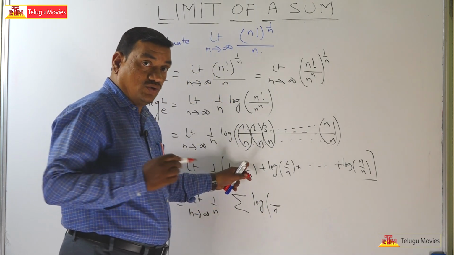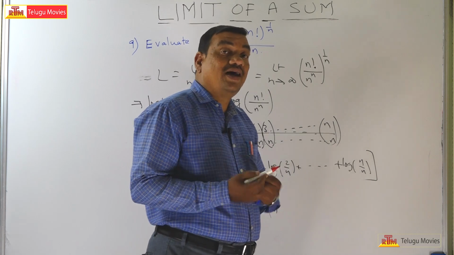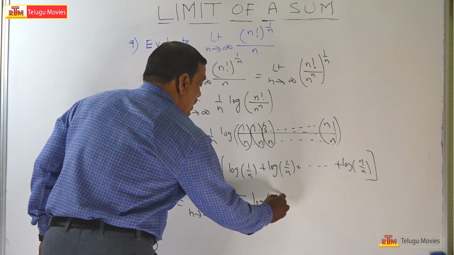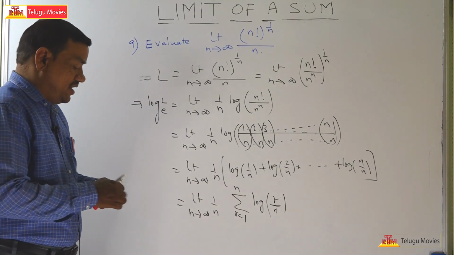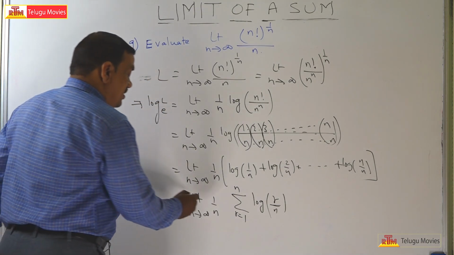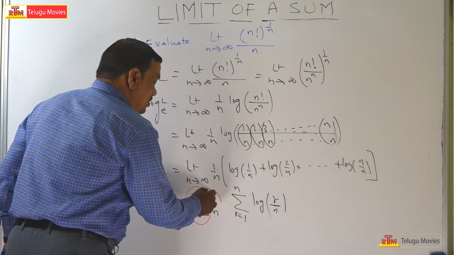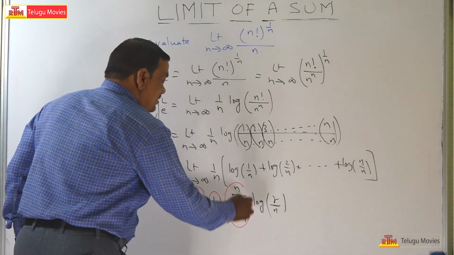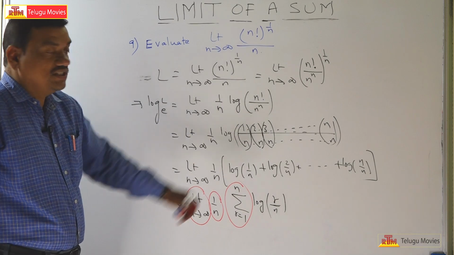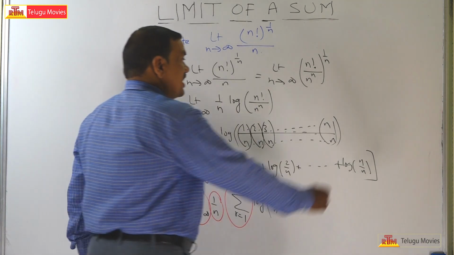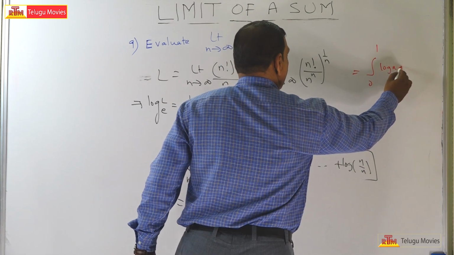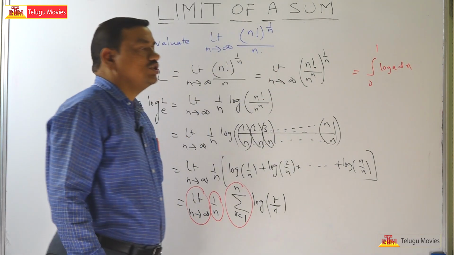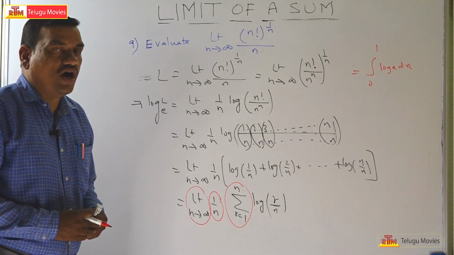Only the power, so numerators 1, 2, 3, so on, they are the variables. That's why put r. So here r runs from 1 to n. So here everything is clear. Here limit n tends to infinity is there, your 1 by n is there, your sigma notation is there. That is a function of r by n. So this can be written as integral 0 to 1 log x dx. So integral 0 to 1 log x dx, we have the formula, we will apply.